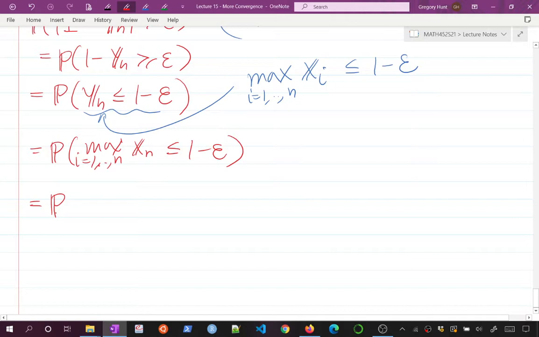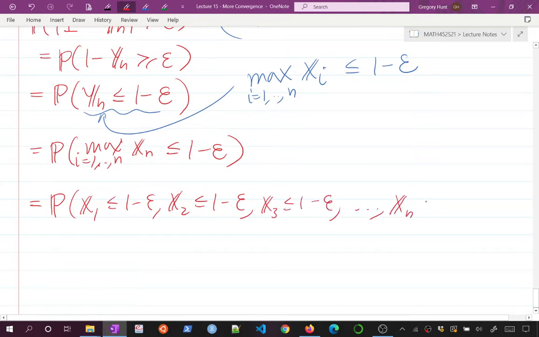Now we can abuse this fact. So this is the same thing as saying that x1 is less than or equal to 1 minus epsilon, and x2 is less than or equal to 1 minus epsilon, and, my comma means and, x3 is less than or equal to 1 minus epsilon, all the way up to xn is less than or equal to 1 minus epsilon, right?